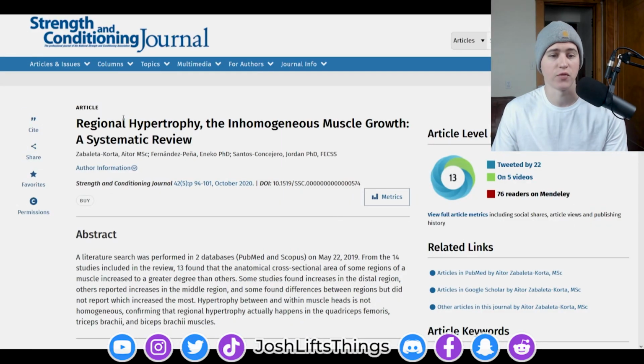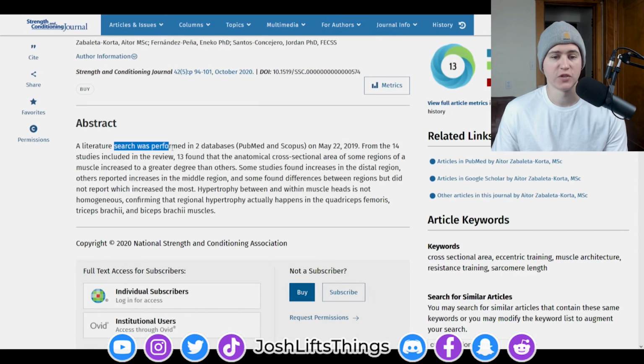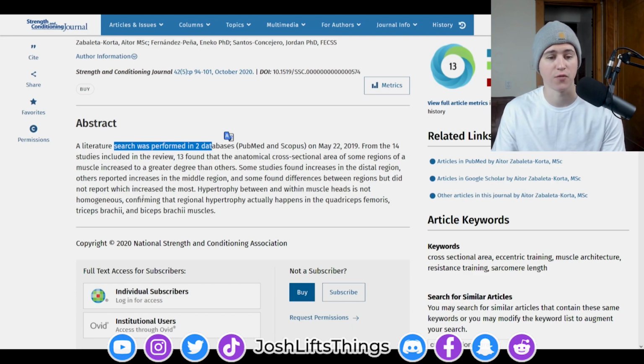For instance, here we have "Regional hypertrophy, the inhomogeneous muscle growth: a systematic review." So they searched two different databases, PubMed and Scopus. From the 14 studies included, 13 found that the anatomical cross-sectional area of some regions of a muscle increased to a greater degree than others. Some studies found increases in the distal region, others reported increases in the middle region, and some found differences between regions but did not report which increased the most. Hypertrophy between and within muscle heads is not homogeneous, confirming that regional hypertrophy actually happens in the quadriceps, triceps, and biceps.